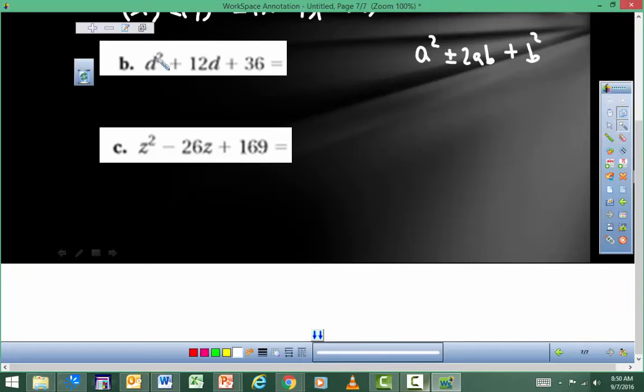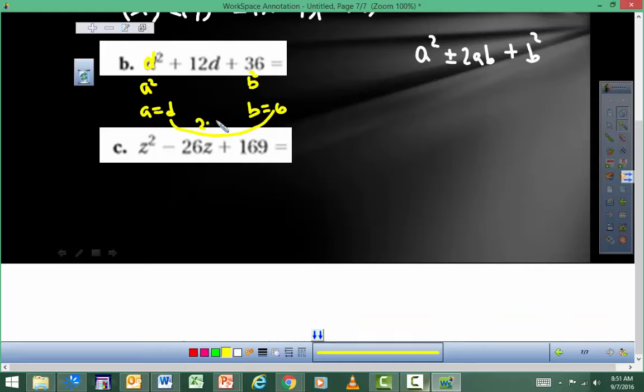If this is a D here right now, let me switch colors. This is a D squared. So if that's my A, if that's my A squared, then what's A equal to? D. Okay. And if this is my B squared, then what's B equal to? 6. Hopefully you say 6, right? Because that's 6 squared. Well, now let's just multiply the two together and then double it.